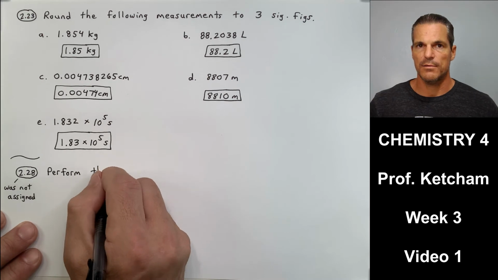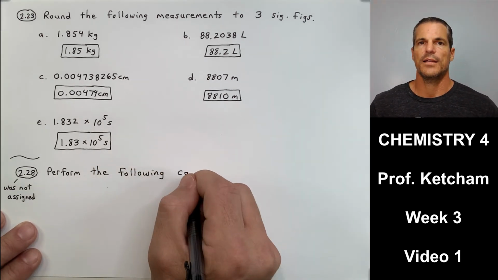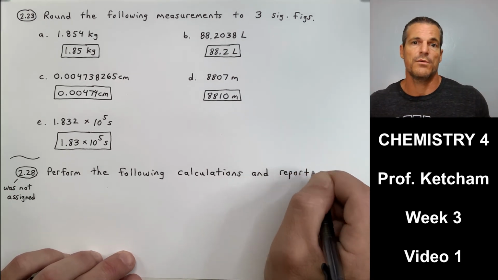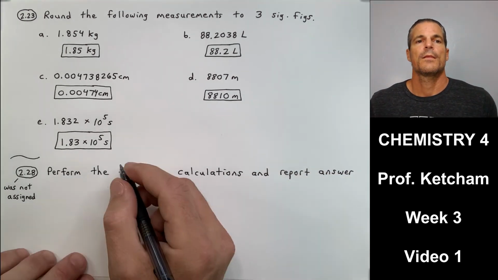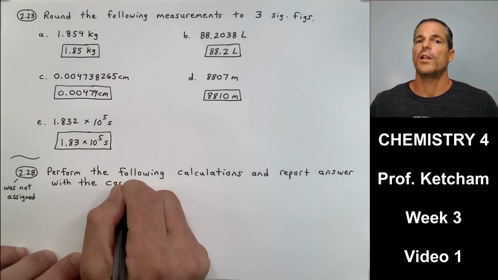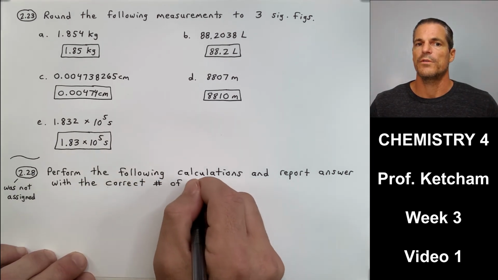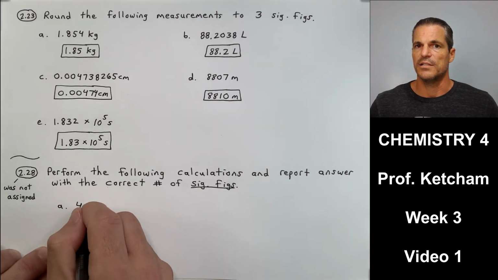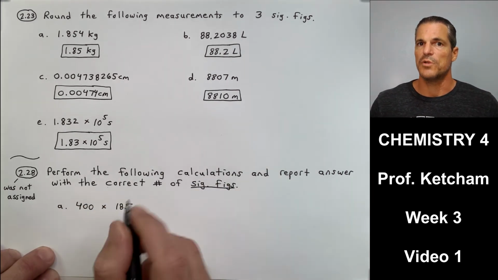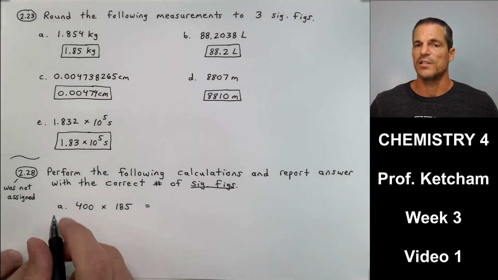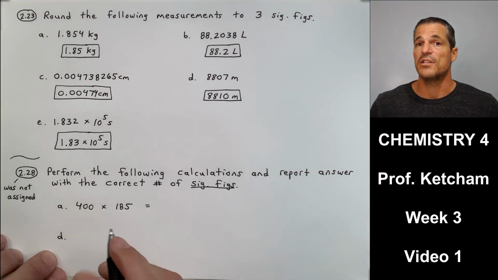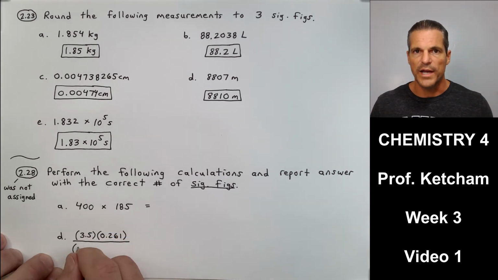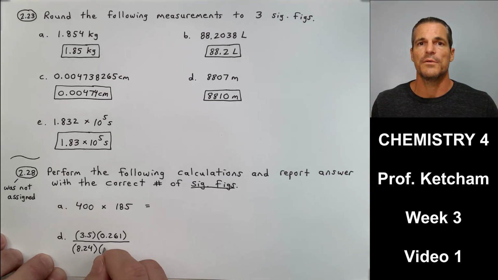Now, number 28 was not assigned, but I liked it, and it's something I would ask on a quiz or exam, so I wanted to go ahead and do it in front of you, show you how to do it. 28 says, perform the following calculations and report the answer with the correct number of significant figures. Remember, we had rules for multiplication and division and addition and subtraction. We had rules for how we deal with significant figures. Now, these are all multiplication and division here. Multiplication and division, you go right to the one that has the smallest number of significant figures.